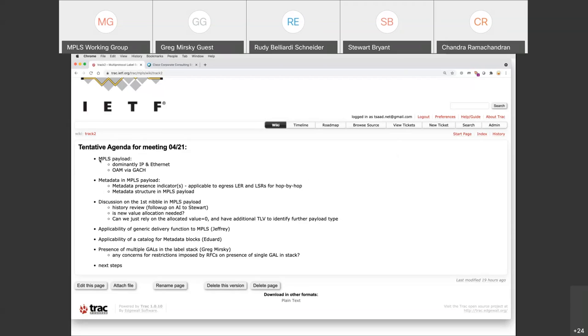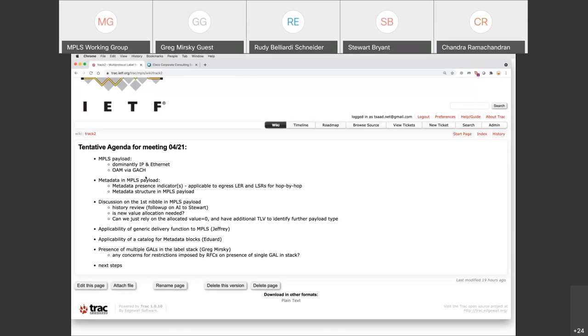Okay, there was an email thread about what MPLS payloads exist today, and how we identify, if we do, we need to identify what an MPLS payload is. So it was suggested that it's dominantly IP and Ethernet, and that's probably true. But we also have OAM data that can be carried today. We do want to extend this. I presume the objective is that we can carry more than just IP and Ethernet.